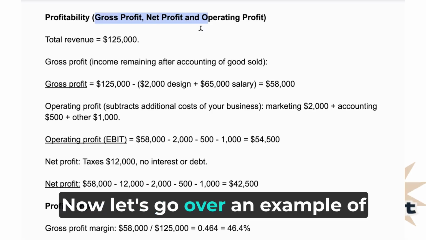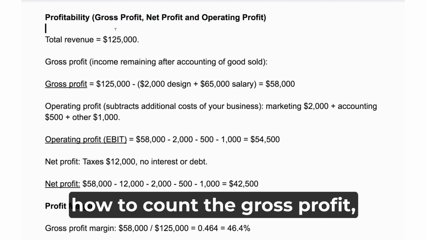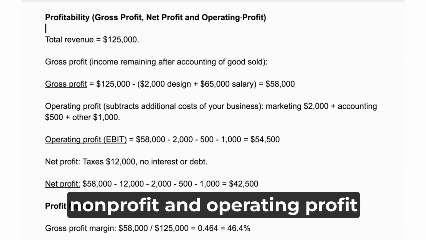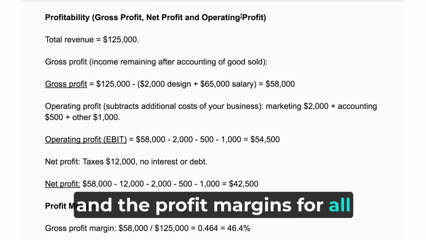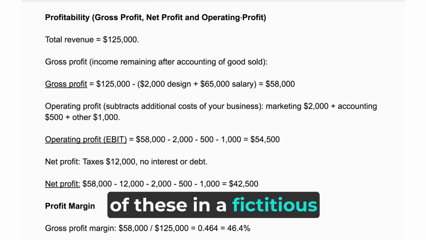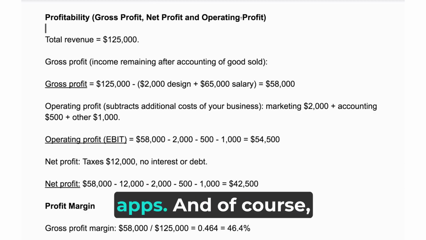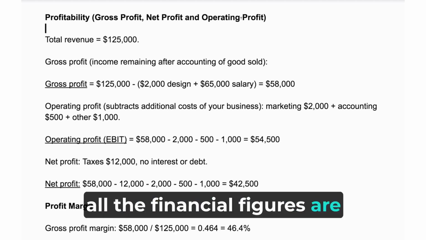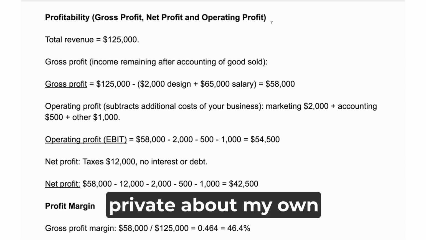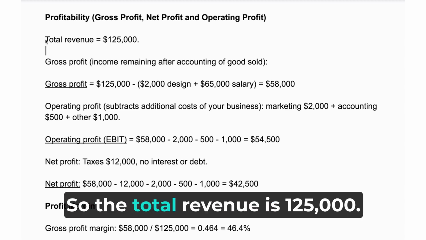Now, let's go over an example of how to calculate the gross profit, net profit, and operating profit, and the profit margins for all of these in a fictitious business plan for my mobile apps. And of course, all the financial figures are fictitious because obviously I'm private about my own finances here. So the total revenue is $125,000.